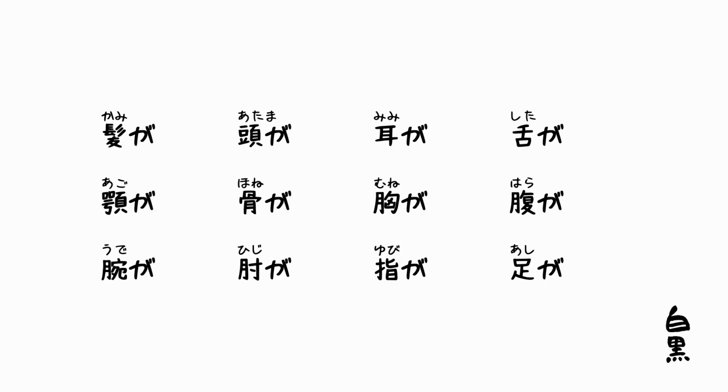First, words related to the human body, like 髪が、頭が、耳が、舌が、顎が、骨が、胸が、腹が、腕が、肘が、指が、足が。If you can complete these, including all the upcoming examples, into phrases or sentences, and practice them, it's going to be more effective. Of course, you can also use other particles. Let's continue.